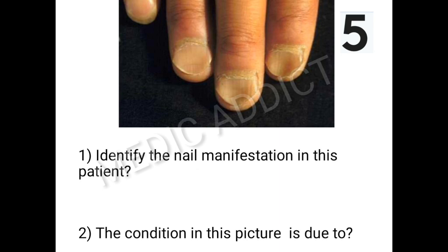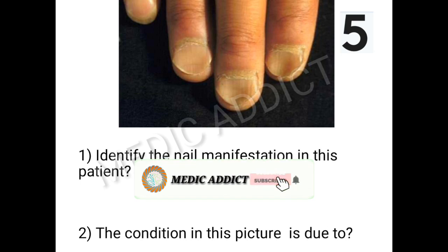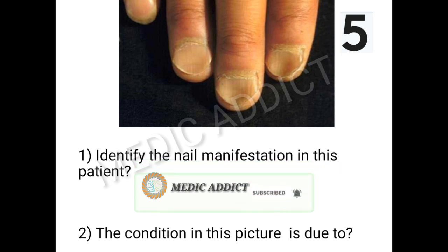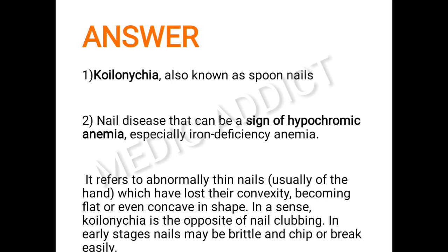Identify the nail manifestation of the above patient, and what is the reason which led the patient to come to you with this condition. The answer is that the figure shows koilonychia, also called spoon nails. The main important reason is that it can be a sign of hypochromic anemia, especially iron deficiency anemia.